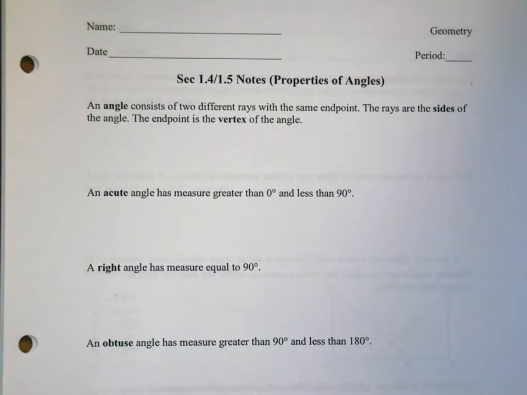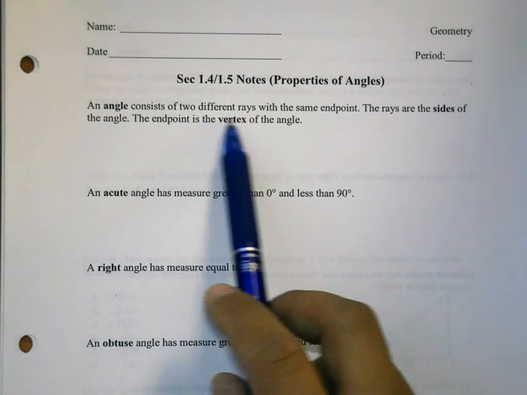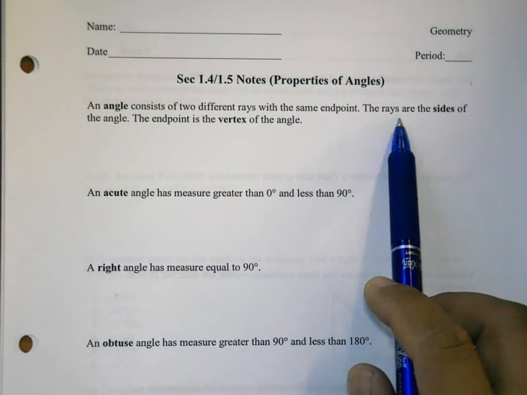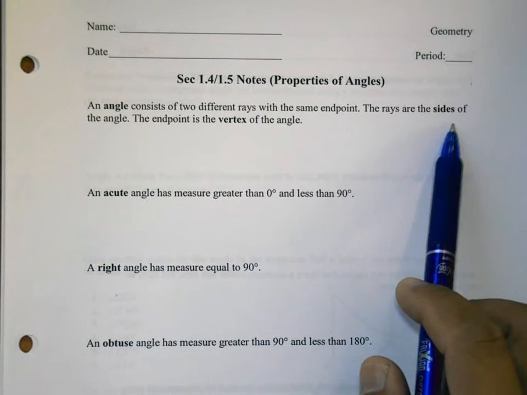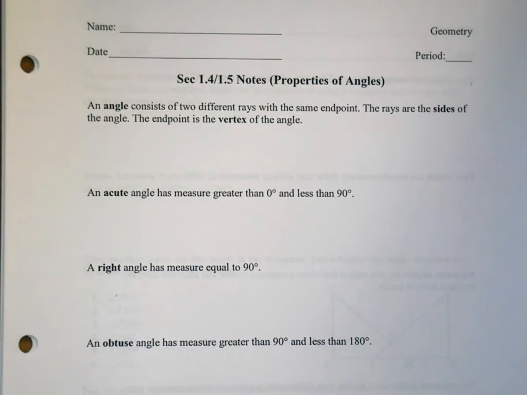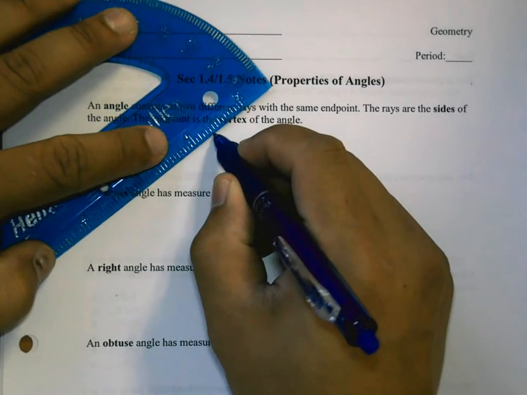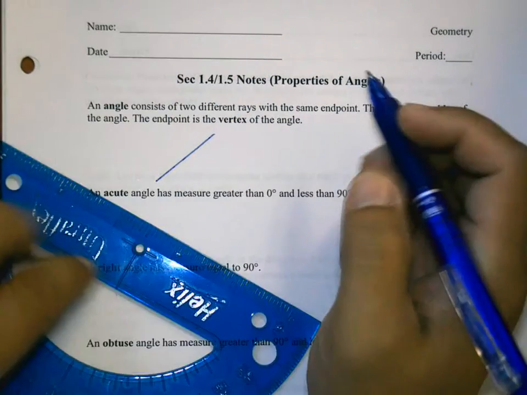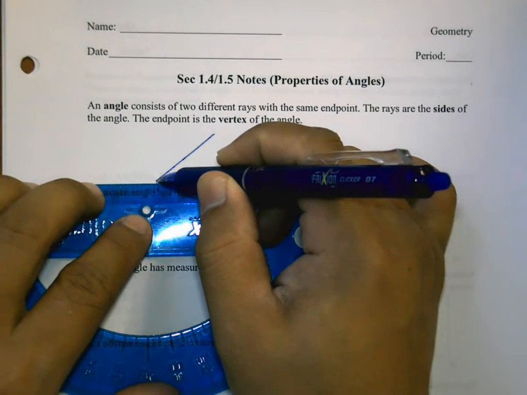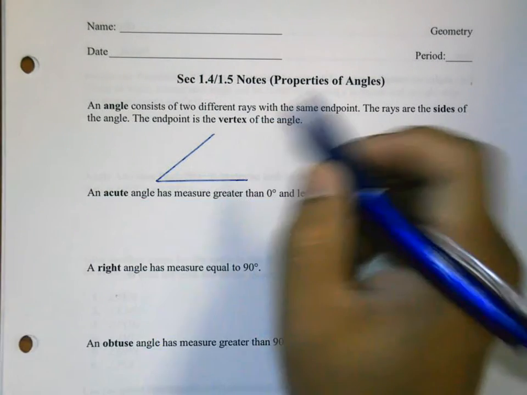So an angle consists of two different rays with the same endpoint. The rays are the sides of the angle. The endpoint is the vertex of the angle. A lot of this is just vocabulary that seems very technical, but in mathematics we have to be more precise.